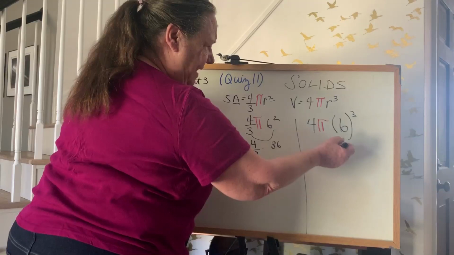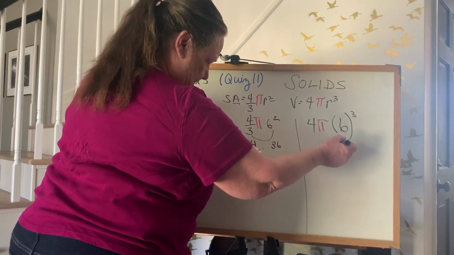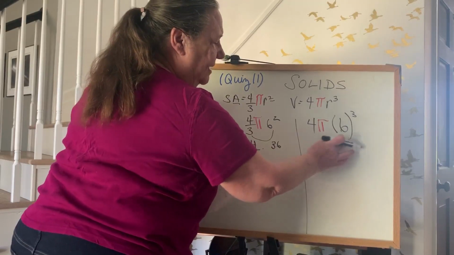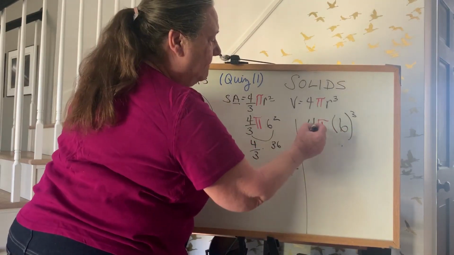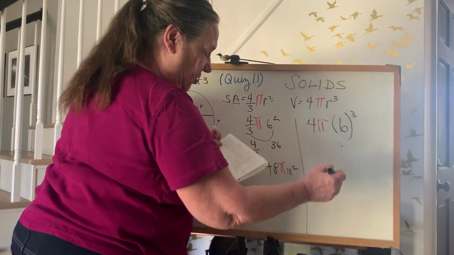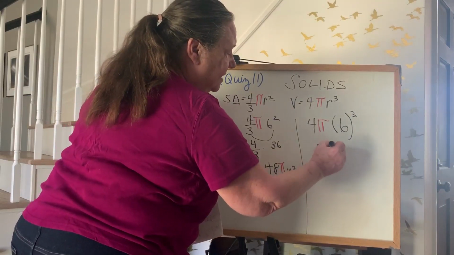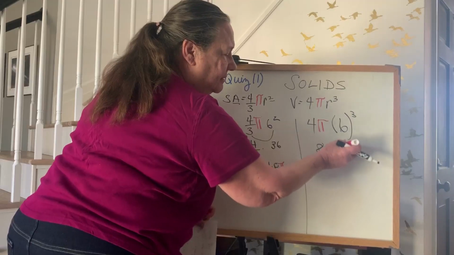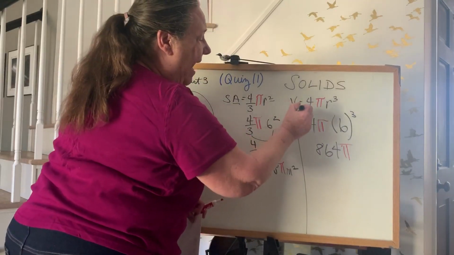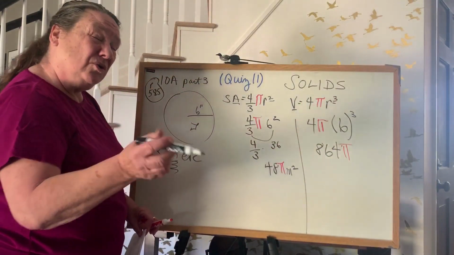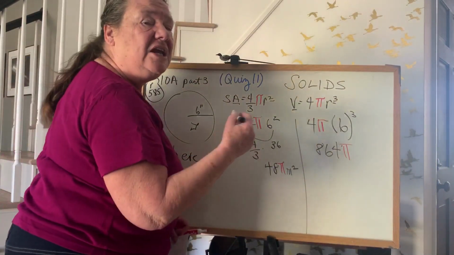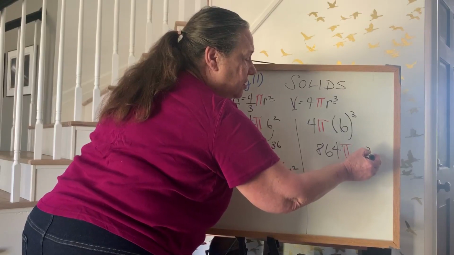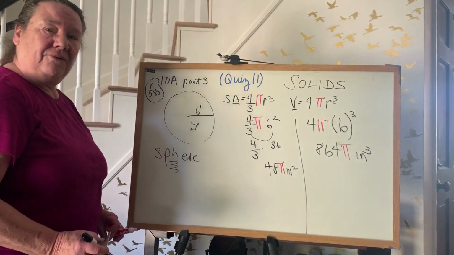and you get 36 times, is that 96? I don't know what it is. You can figure it out for me. But 4 times 6 cubed is 864. Then you stick in the pi. And volume, as I told you earlier yesterday, is a cubic relationship. So that's inches cubed. Okay?